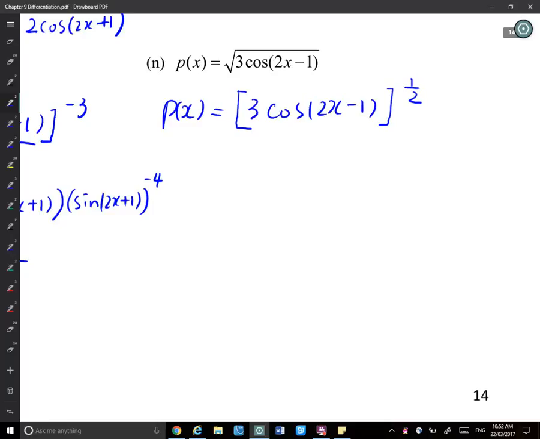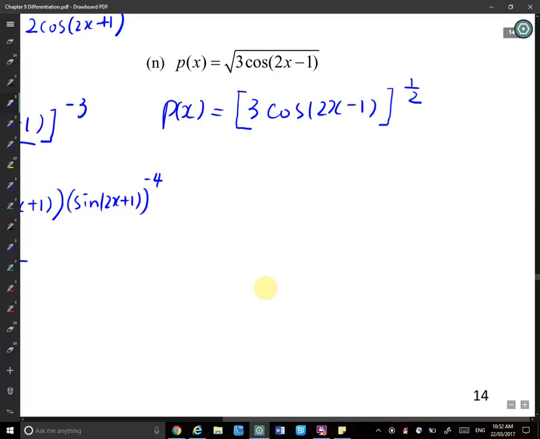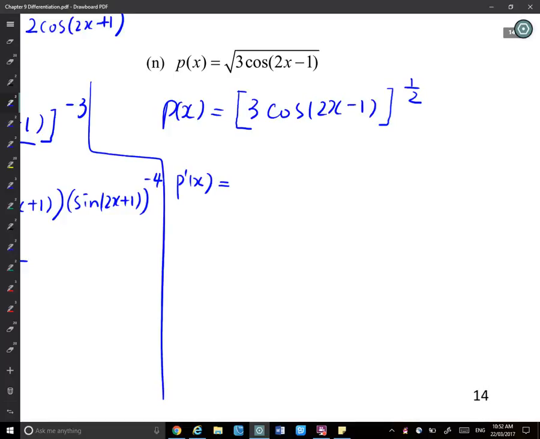Okay, next one. Next one is 3 cosine 2x minus 1 to the power of a half. So I will use p dash x. What does p dash x equal? g(x) is the thing inside. I can't take the 3 out directly. If you want to take the 3 out, it needs to be square root 3, or it needs to maintain the 3 in the bracket.